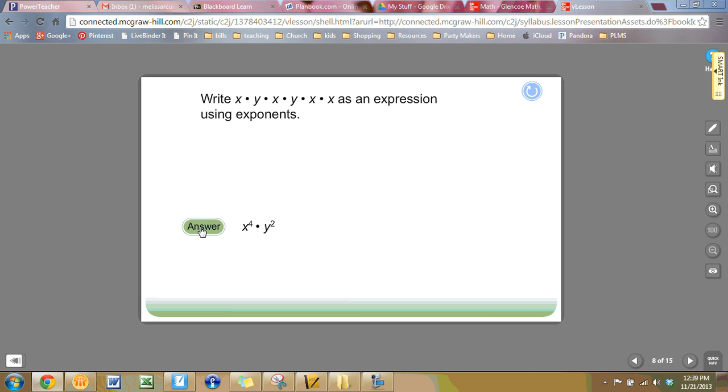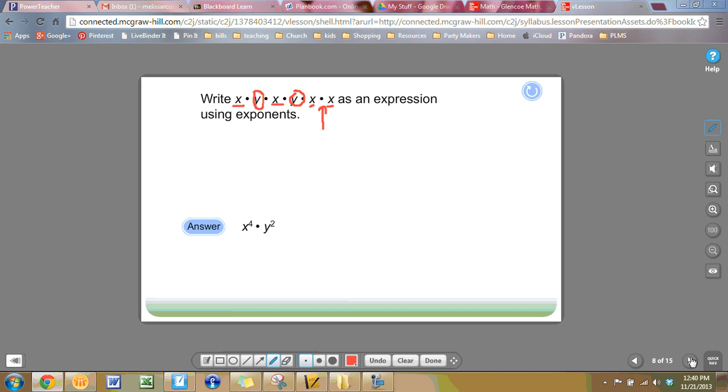Okay, so the answer you should have gotten was x to the 4th y squared, because there are 1, 2, 3, 4 x's and 2 y's. And notice that these are being multiplied together. Right? X times x. When you're doing exponents, this number means multiplied, not added. If those were plus signs, this wouldn't work because it wouldn't be the right thing.